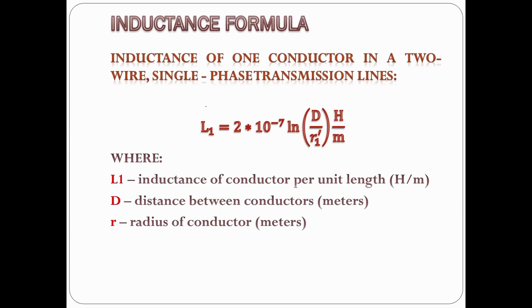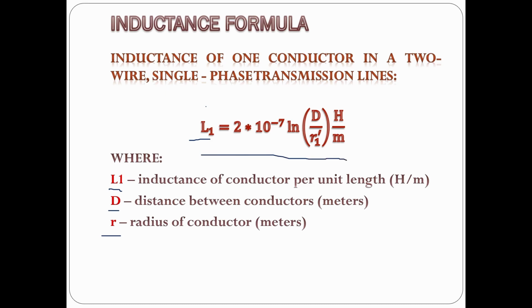The inductance formula of one conductor in a two-wire single-phase transmission line is L1 equals 2 times 10 to the negative 7 ln D over R1 prime, in Henry per meter, where L1 is the inductance of the conductor per unit length in Henry per meter, D is the distance between conductors in meter, and R is the radius of the conductor in meter. This is the formula we are going to derive.